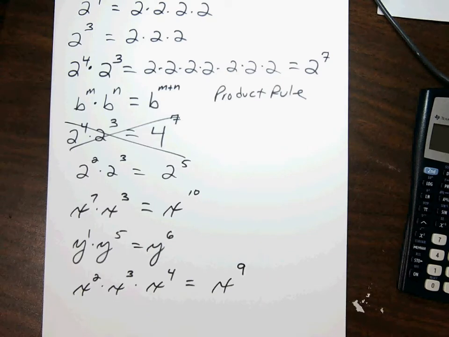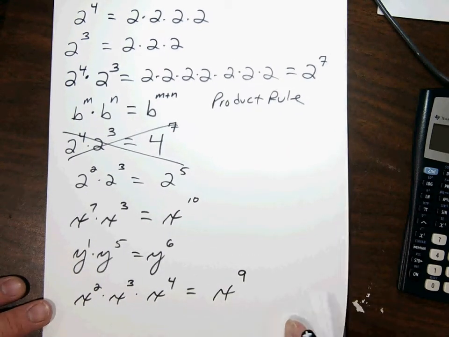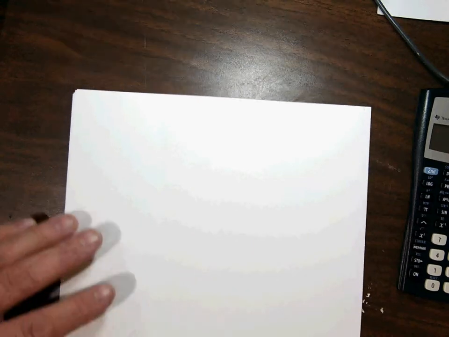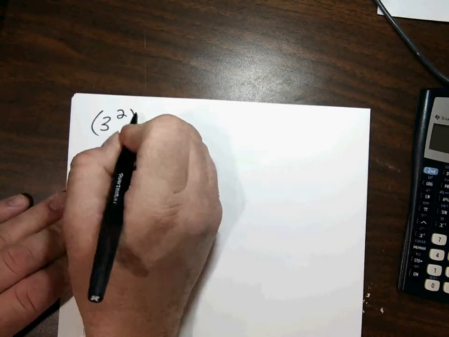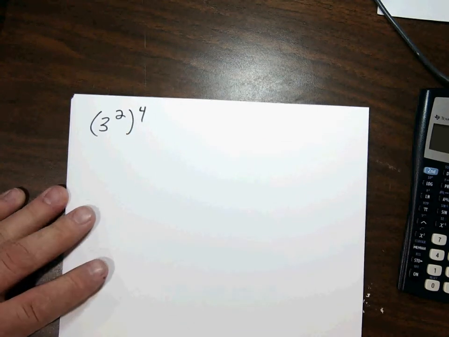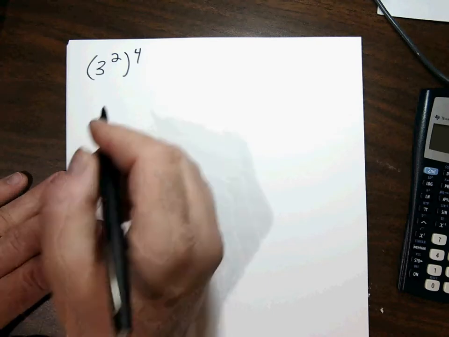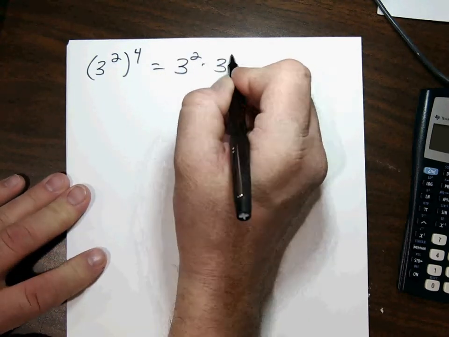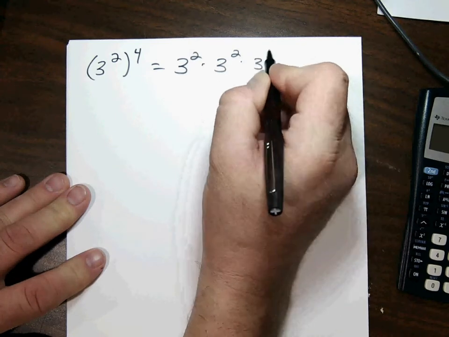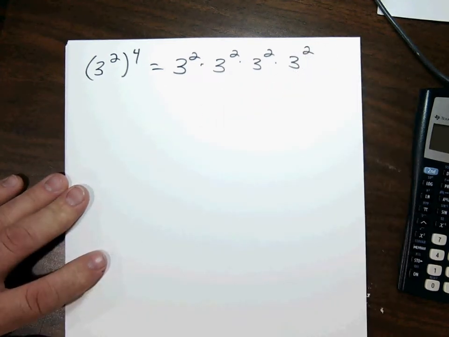All right. Now let me ask you this. What if I took my 3 squared here, and then I raised it to the power of 4? Ooh, baby, look at that. An outer exponent. Well, stop and think about it. The power of 4 means take that creature, whatever it is, multiply it by itself 4 times. That's what power of 4 means.